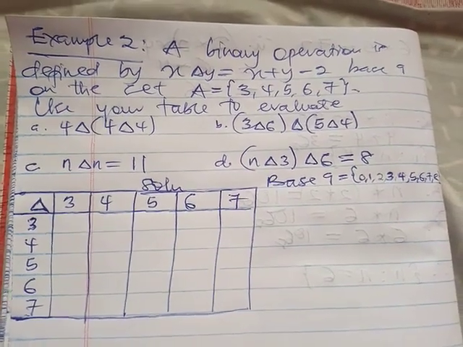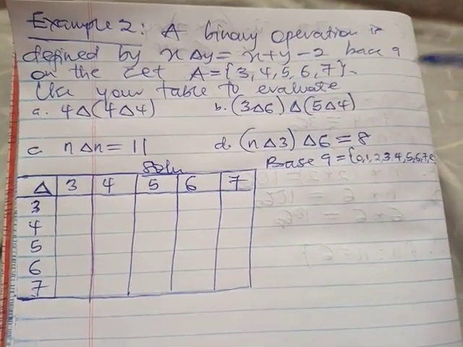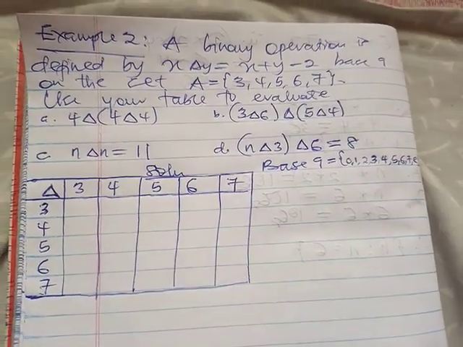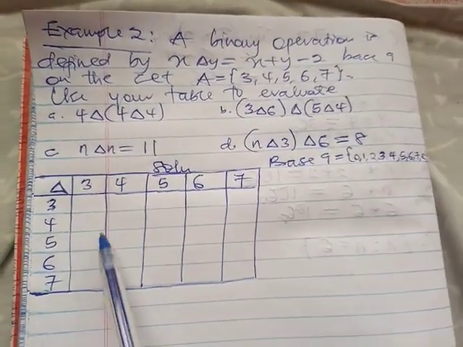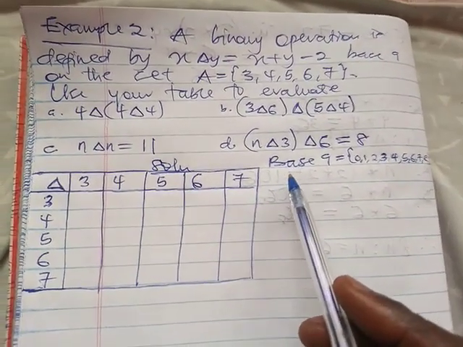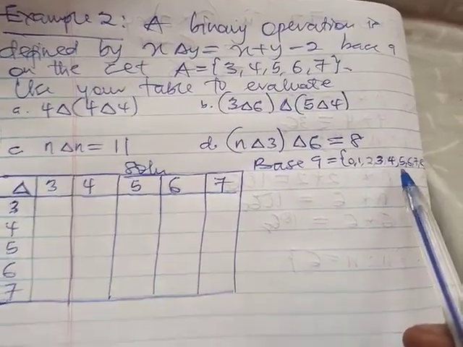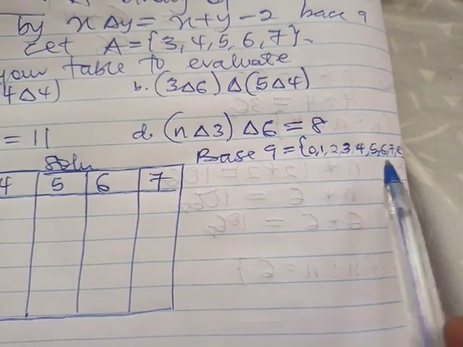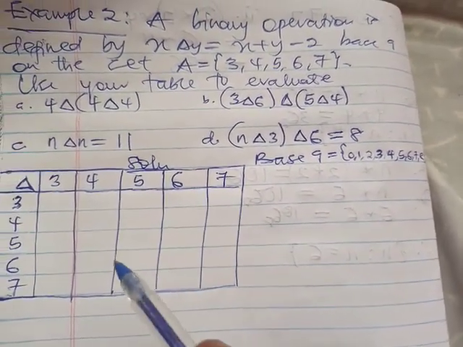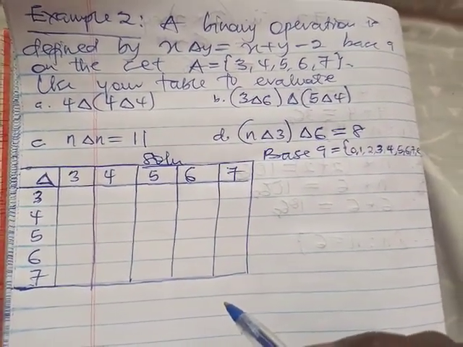Now, example 2. A binary operation is defined by x delta y equals x plus y minus 2, base 9, on the set A = {3, 4, 5, 6, 7}. We need to construct a binary table for this. Note that we are dealing in base 9, so our answer should be digits 0, 1, 2, 3, 4, 5, 6, 7, 8, or a combination of these. Each digit you write shouldn't be equal to or exceed 9. That's the rule behind this.